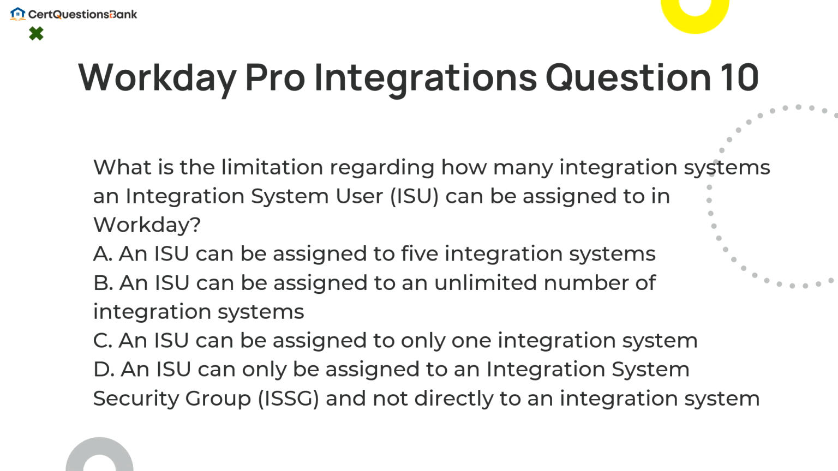What is the limitation regarding how many integration systems an integration system user (ISU) can be assigned to in Workday? A. An ISU can be assigned to 5 integration systems. B. An ISU can be assigned to an unlimited number of integration systems. C. An ISU can be assigned to only 1 integration system. D. An ISU can only be assigned to an integration system security group, ISSG, and not directly to an integration system.